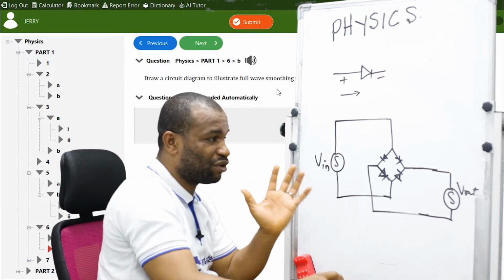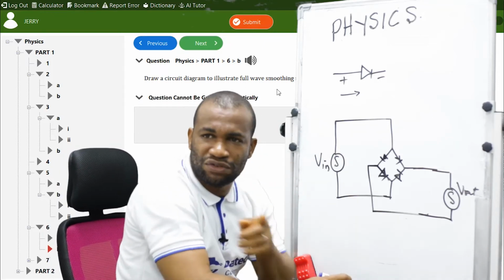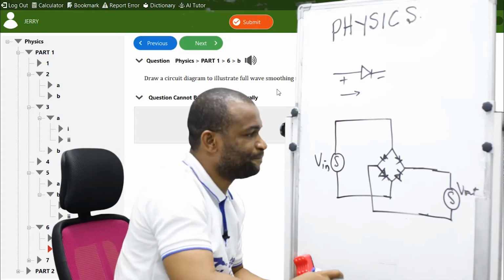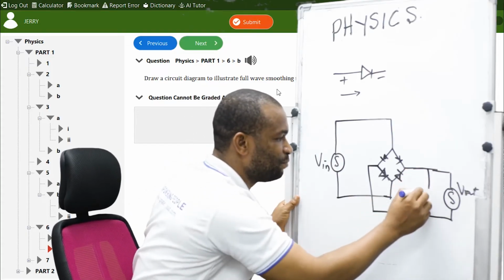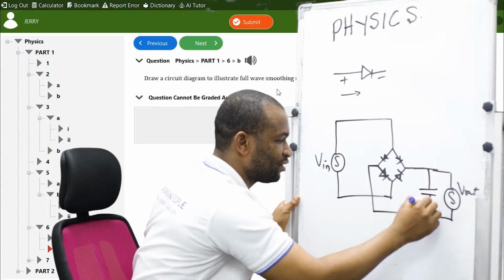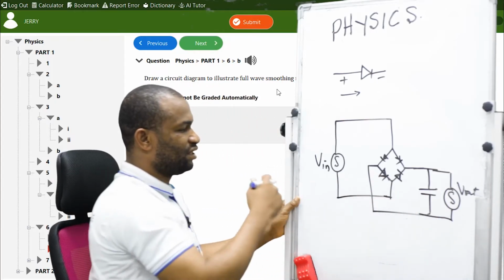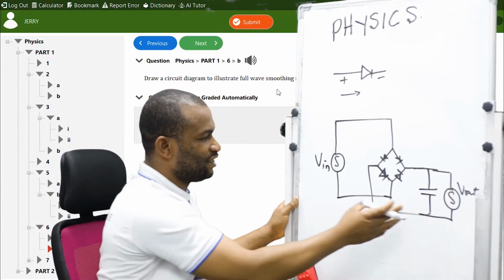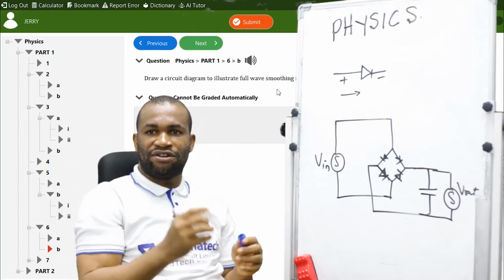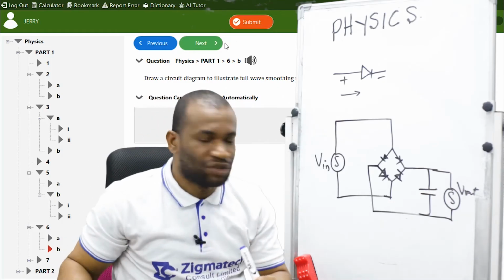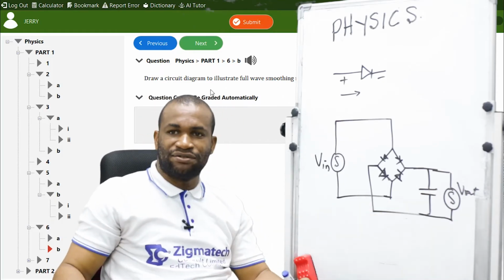But then it's not going to be complete if I don't put what will help in the smoothing. And that smoothing is connecting a capacitor in parallel to this circuit. And this is the kind of circuit you need for that. And that is the essence of this capacitor.